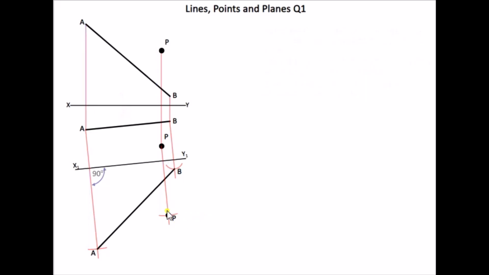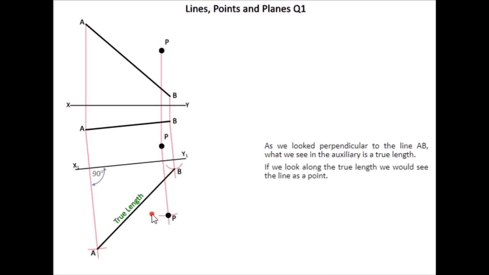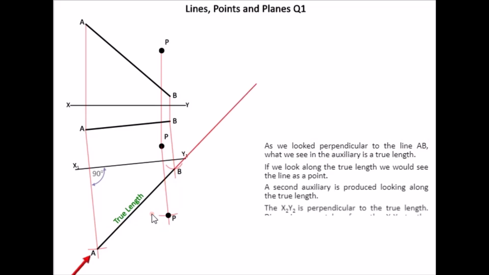We still are not able to draw a line from point P to this point, because we do not know if point P is directly over the line in this view. So we need to look along this true length and see it as a dot. Again we look up along it, create x2 y2, look along this, and find our dot. So that's our dot AB.